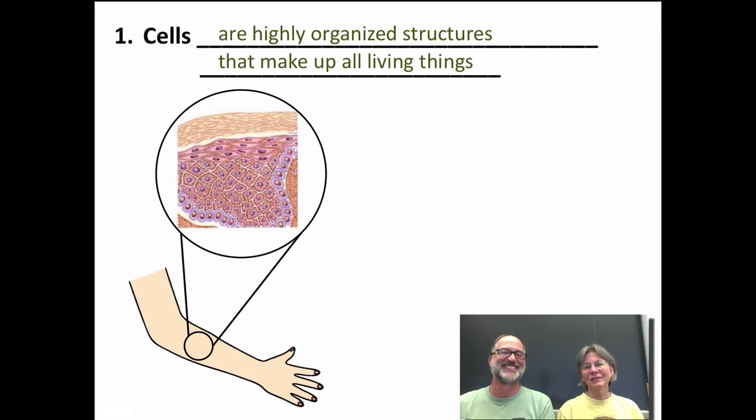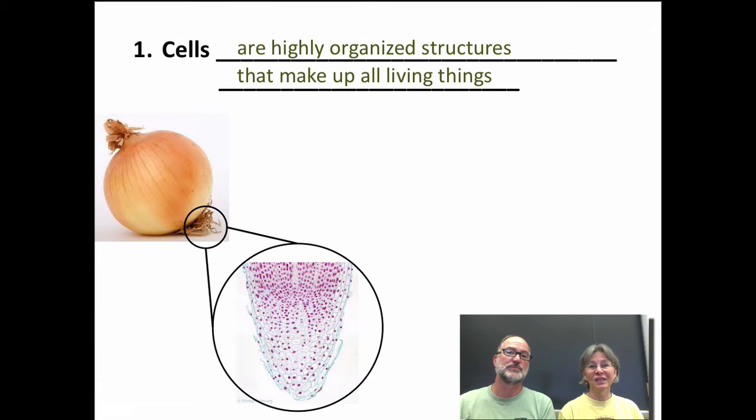The first characteristic of life that we're going to look at is cells. All living things are made of cells, and cells are highly organized structures. If you take a look, for example, at this person's arm, one of the things we can see is that the upper surface or epidermis is made of many flattened cells. And the same is true with an onion. Plants, as well as animals, are made of cells.